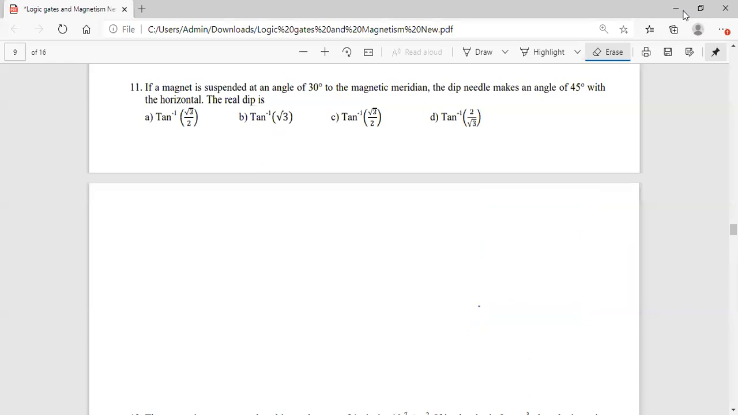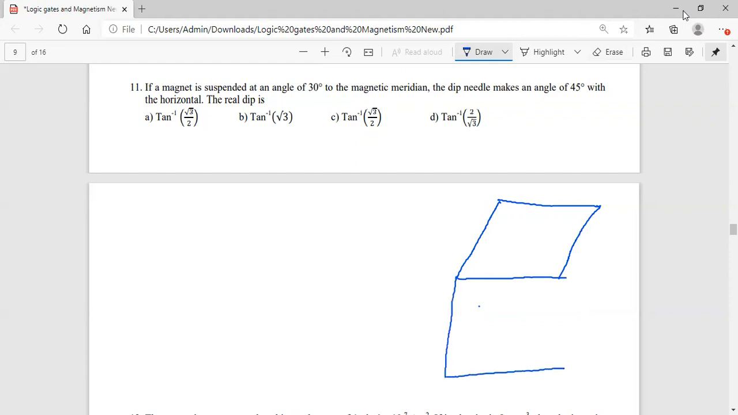In this problem, this is a diagram. I will take a cube of the earth surface. Okay, this is a cube of the Earth surface I have taken.